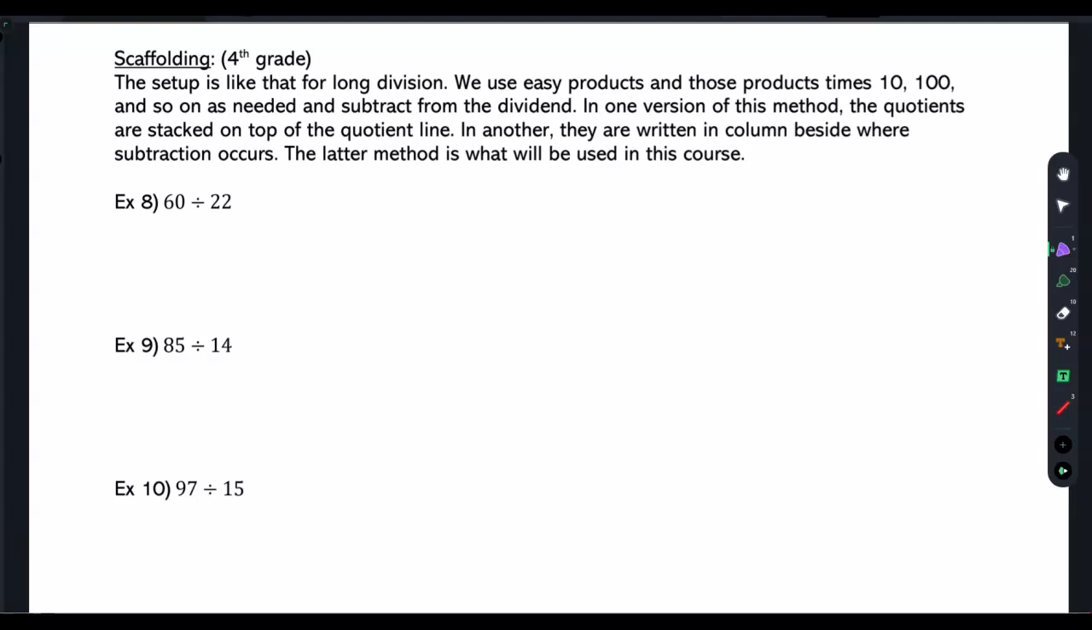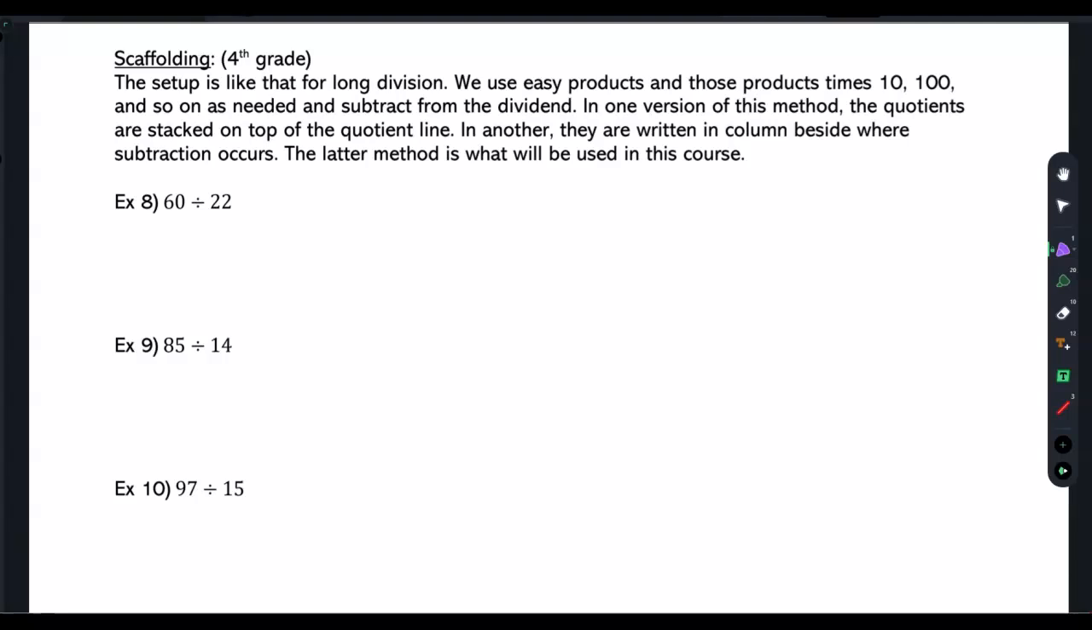We're going to use easy products, right? So things times 10, times 100, times 2 sometimes because that's an easy one to do, but we're just going to use things that are easy to multiply. And you may be thinking, maybe you did this, maybe you didn't, like, oh, I never did this method. Why are we doing this?